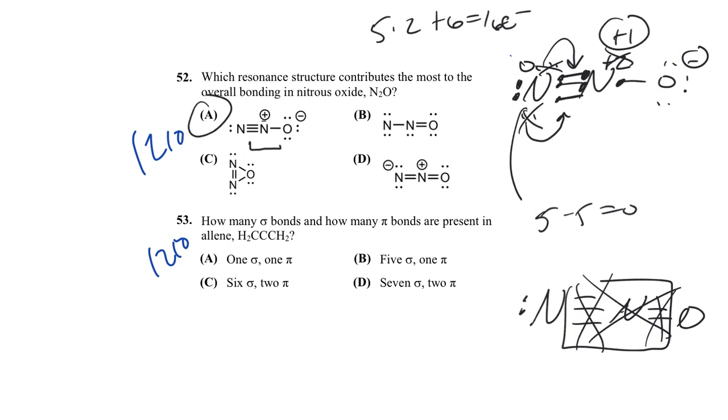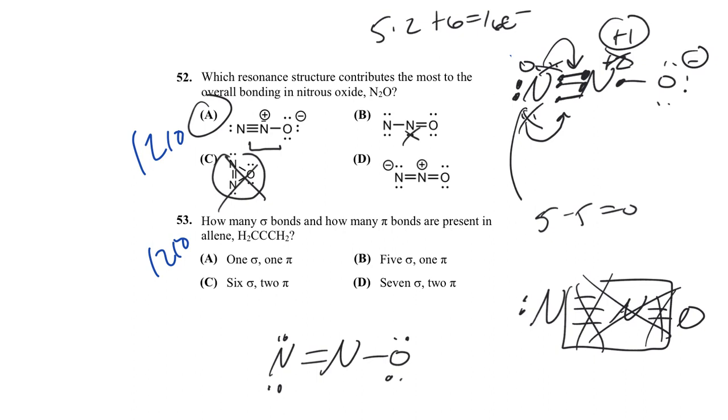Now, why are some of the other structures bad? Well, that lone pair is not on N, so that's bad. This structure here is just kind of nonsense. I don't know what to make of that one. We never really considered having those types of cyclic bonds, so I wouldn't go with that answer.